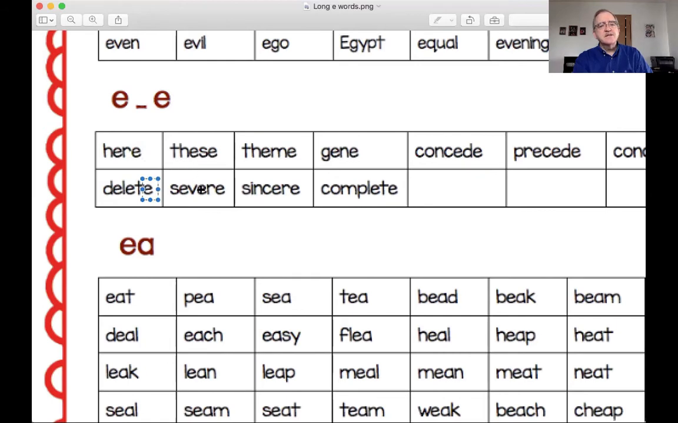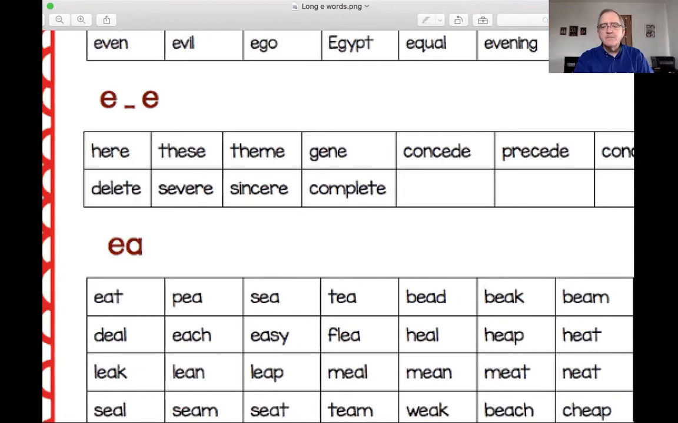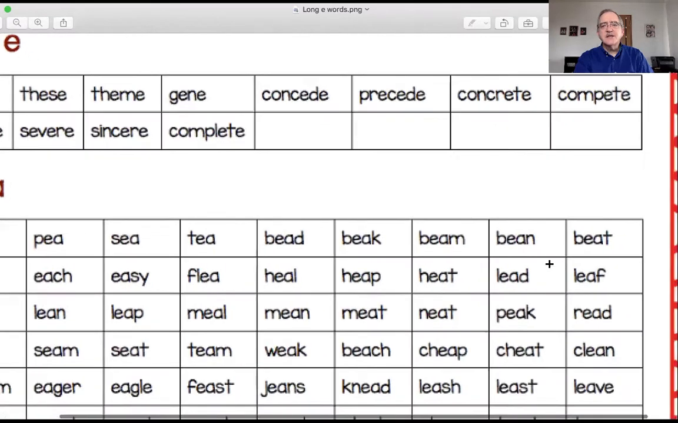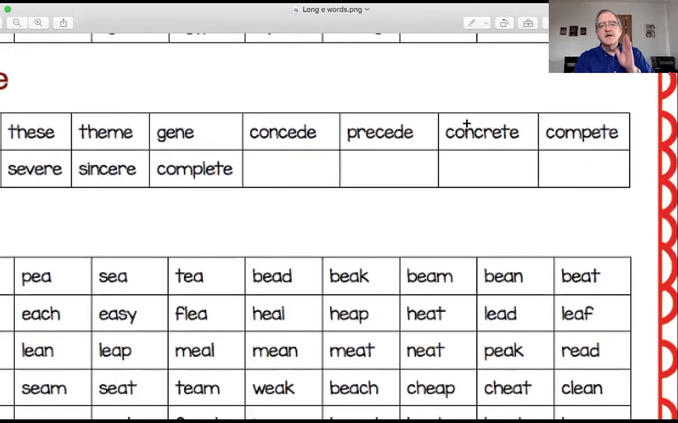These. Severe. Theme. Sincere. Gene. Complete. Concede. Precede. There we go. Concrete. Now this is concrete, I'm sorry, the stress is on con, concrete, and this is compete.